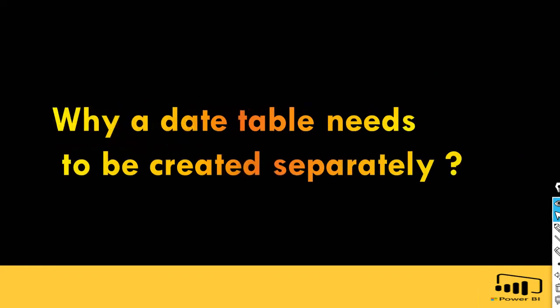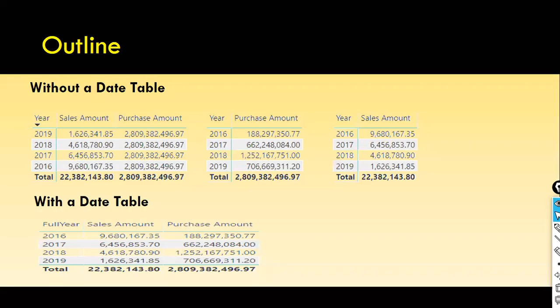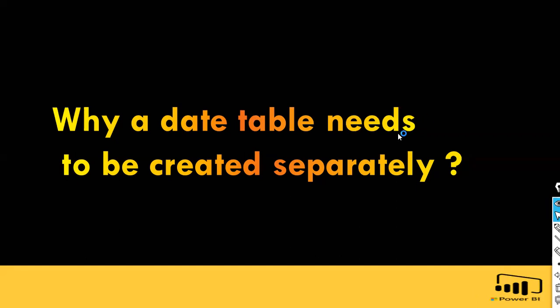If you want to use the time intelligence functions, you have to use a dedicated date table. I have shown you how to create a date table in a couple of sessions in the past. What are the prerequisites for creating a date table? Why do we need a separate date table? If you want to use a time intelligence function, a date table is mandatory. So this is very important.